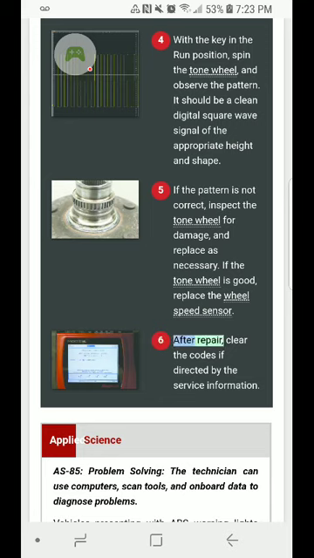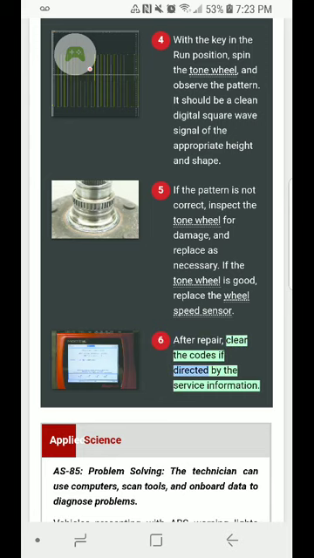6. After repair, clear the codes if directed by the service information.